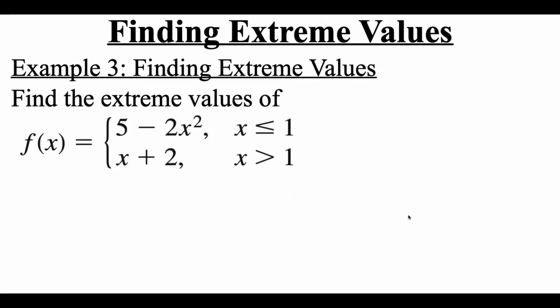Taking a look at this example, we're going to be finding some extreme values. So we want to find the extreme values of the piecewise function f of x equals 5 minus 2x squared for x values that are less than or equal to 1, and then x plus 2 for x values that are greater than 1. Now I actually want to look at this one graphically first because it can give us some clues as to what's going to happen as we look at finding the extreme values algebraically.